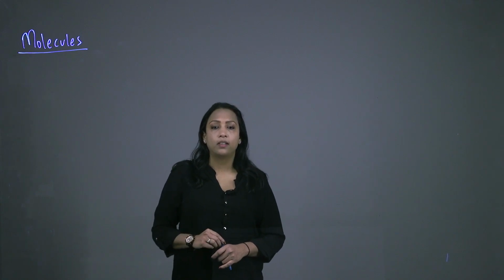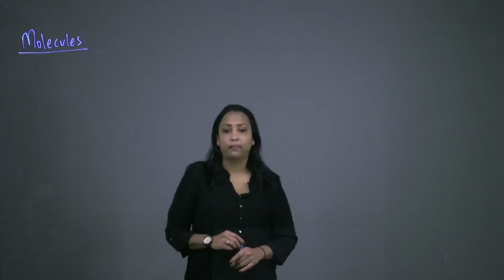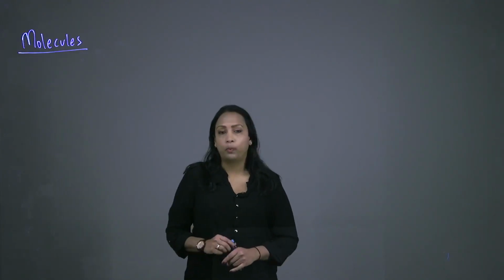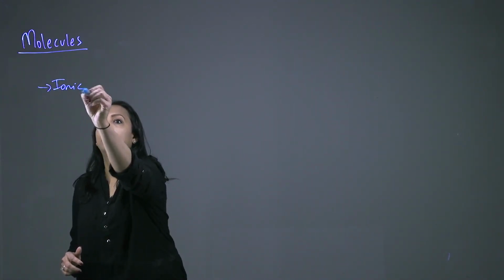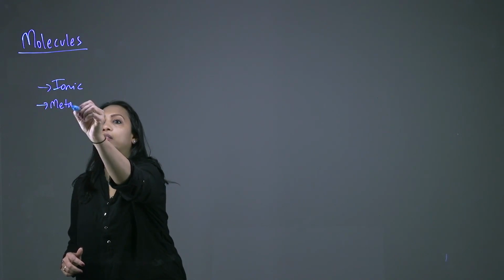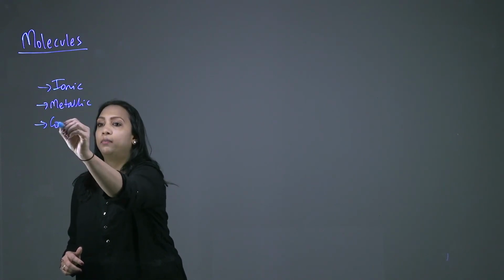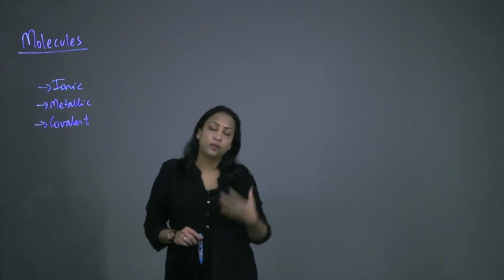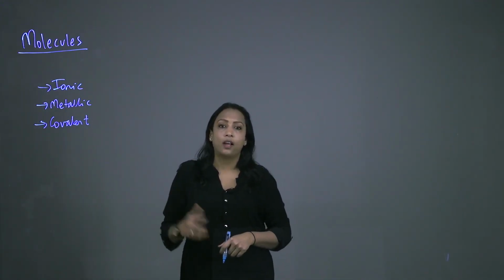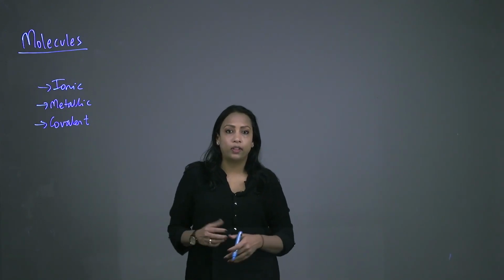Today we're going to be discussing the concept of molecules. Now a molecule is formed when two or more atoms join together via chemical bonding. There are a few ways in which atoms can bond, and these are ionic, metallic, and covalent bonding. Now, we're going to explore these three types of bonding in subsequent videos.